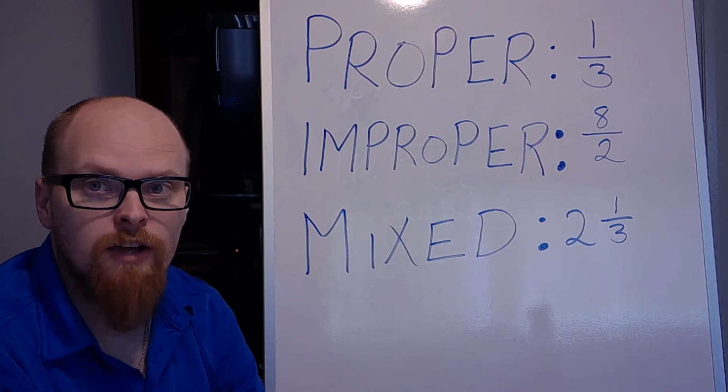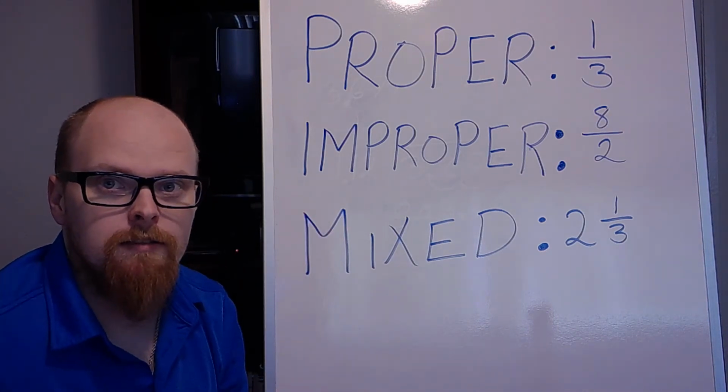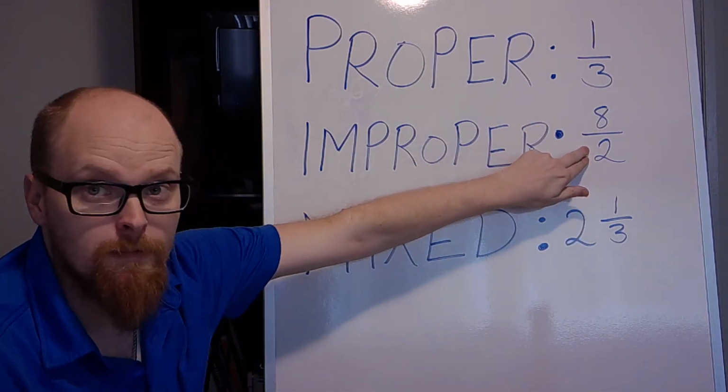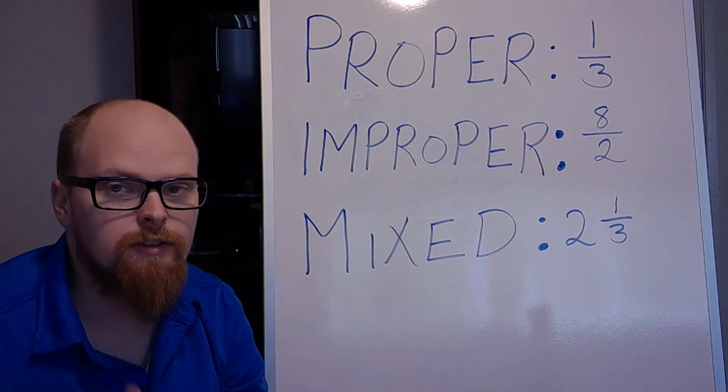Think of an improper fraction like a bobblehead. Right? It's a big head and an itty bitty body. Okay? With a big top and an itty bitty bottom. Alright? So, bobblehead. Mixed fractions.